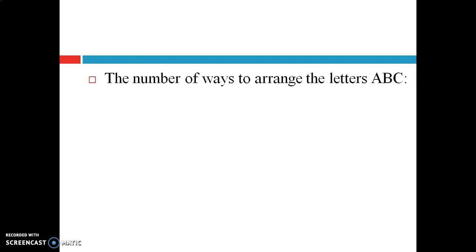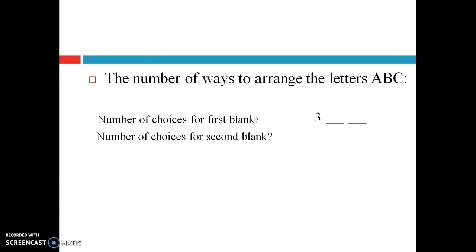If you see the second example, this is a word having 3 letters, that is ABC. How many ways can we arrange the letters in this word? First, the number of choices for the first blank will be 3, that is any one of the letters, A or B or C. For the second place, the remaining 2 letters, so the second blank has 2 choices. Only one letter remains, so the third blank has 1 choice.